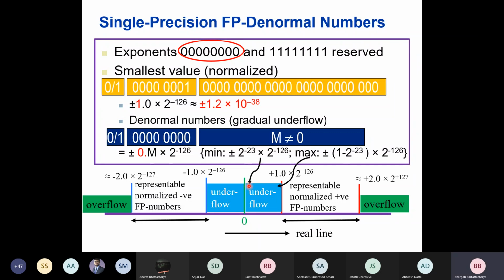Even then, we are close to 0, but not yet 0. There is still some gap. And I can represent some values here, and the maximum value is this. And on both sides, of course.